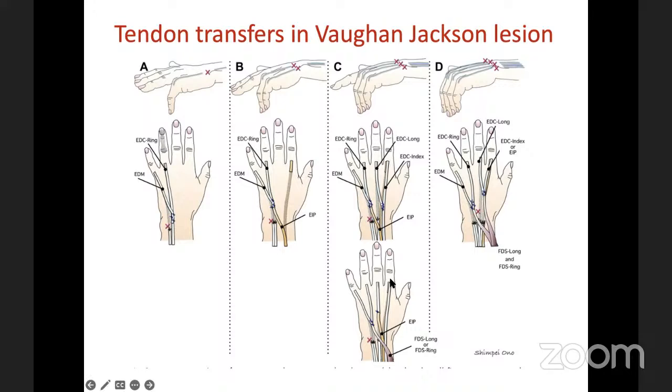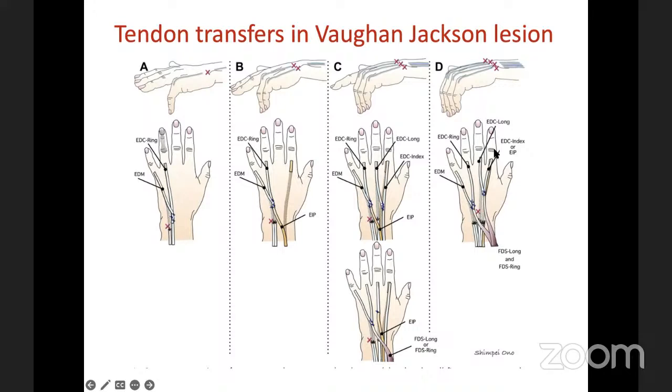Then, you can take extensor indicis to the middle finger and your choice of flexor tendon from the ring or the middle finger, and attach to both. So you have 2-3 options. One is your extensor indicis, which is expendable. Your flexors from ring or long fingers are expendable, or you can do a side to side transfer.